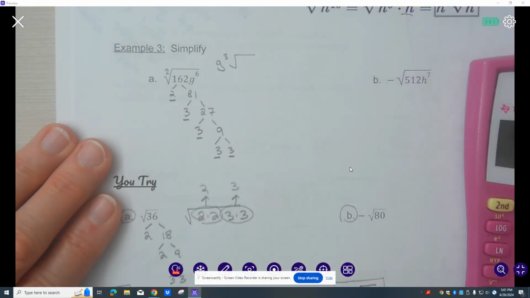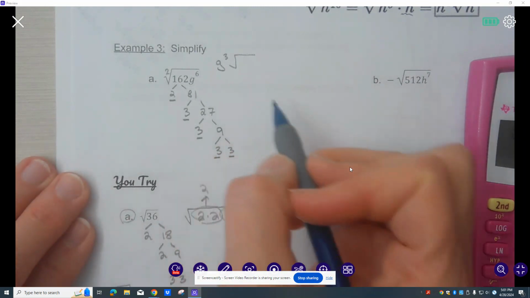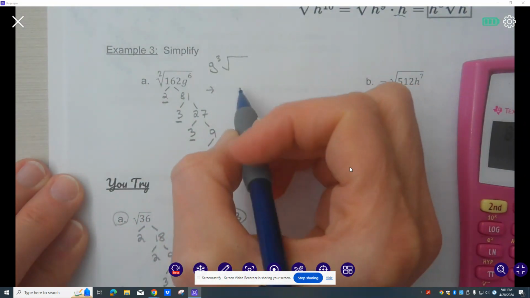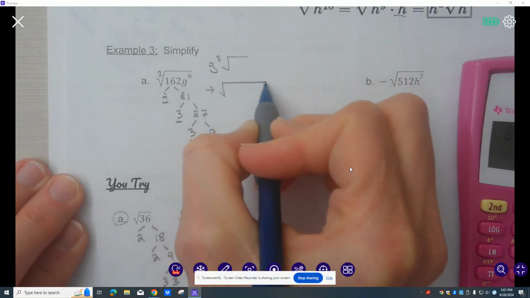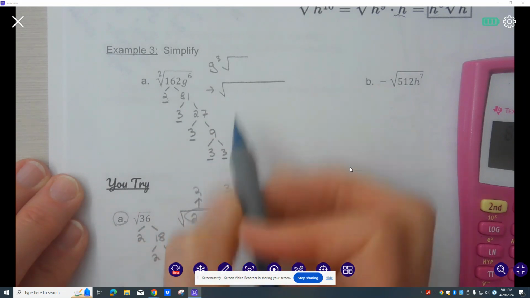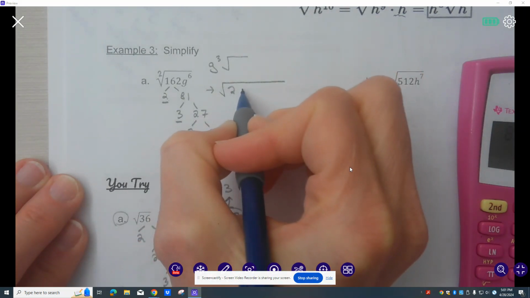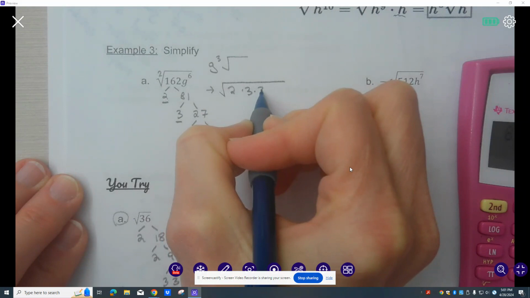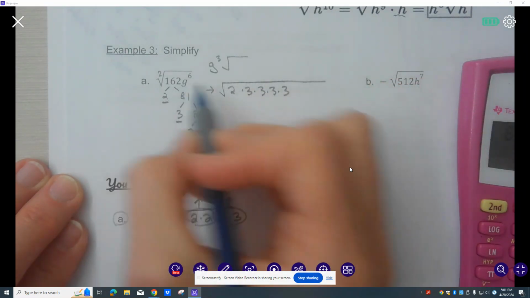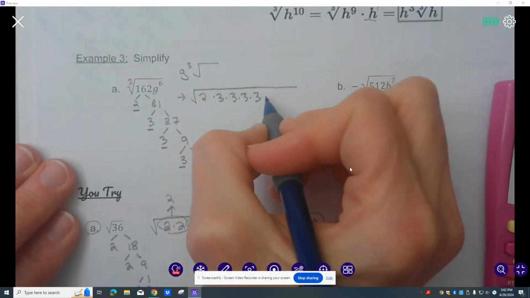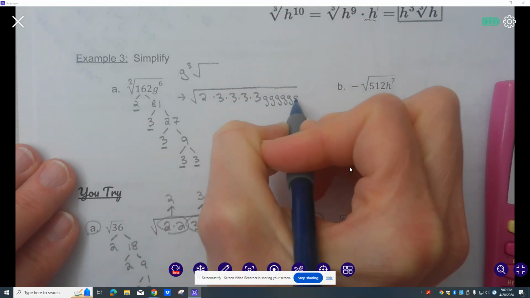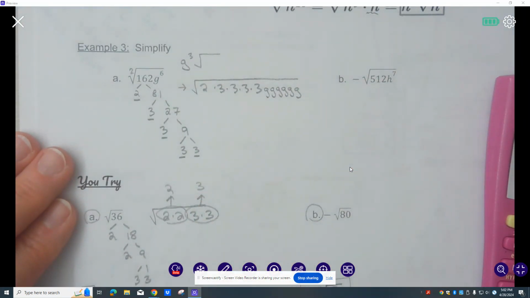Okay, I'm going to do it right here. A little bit tighter on space in this problem. That 162 is the same as 2 times 3 times 3 times 3 times 3. And then 6 g's. So now I'm going to see if I can squeeze in 6 g's. 1, 2, 3, 4, 5, 6. Right, small, like I did.